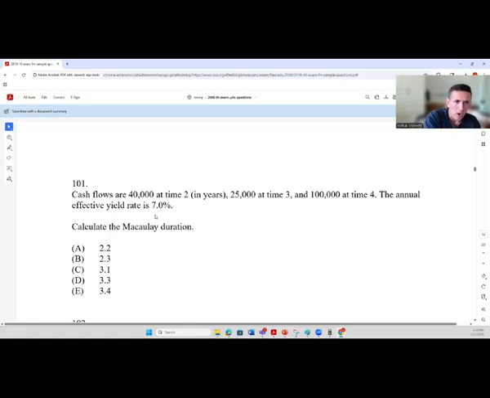But anyway. All right, so we have cash flows that are the following. This is just describing a time diagram. Calculate the Macaulay duration. Okay.